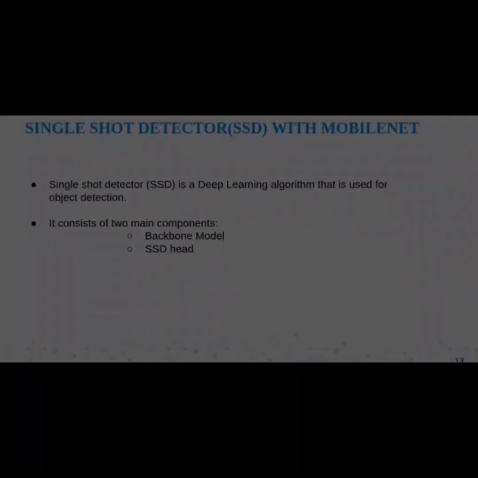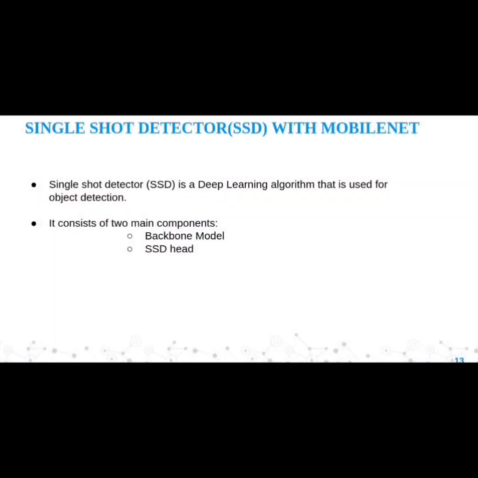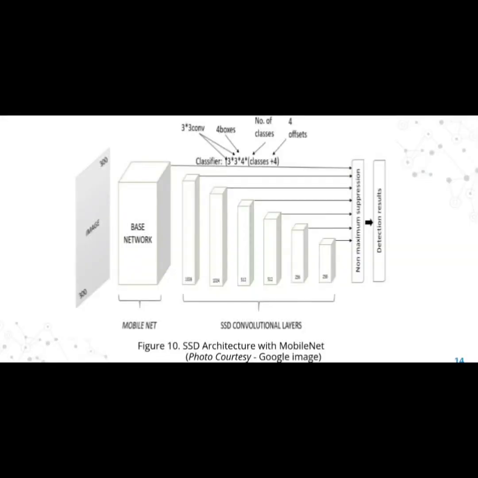Single shot detector. It is a deep learning algorithm that is used for object detection. It consists of two main components: backbone model and SSD model. This is the SSD architecture with MobileNet. An input image is taken and is sent to a MobileNet for extracting features. There are six convolutional layers which will perform classification and object detection tasks. SSD makes many predictions, so non-maximum suppression is used to remove the duplicate predictions. When the overlapping of the bounding box and ground truth boxes is greater than 50%, then we pick those boxes.